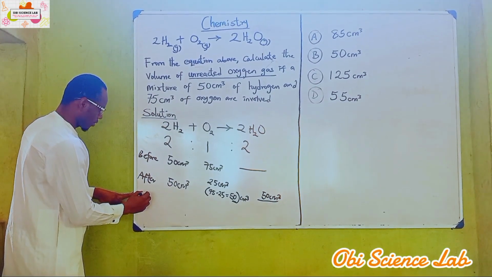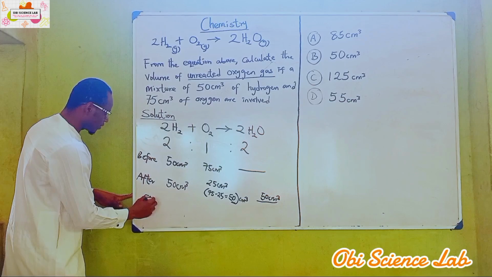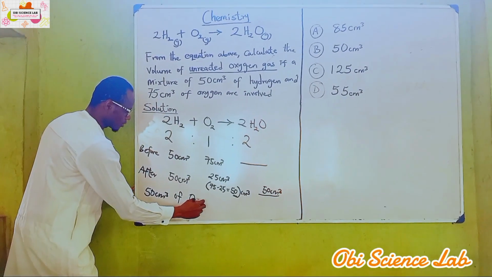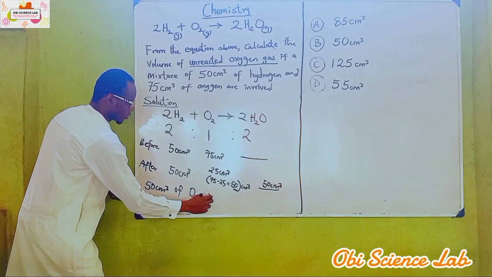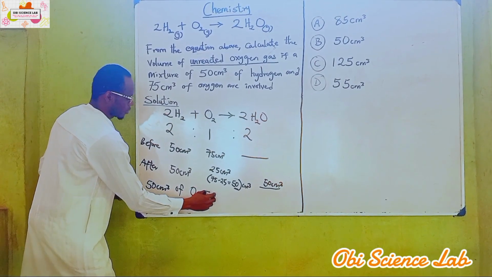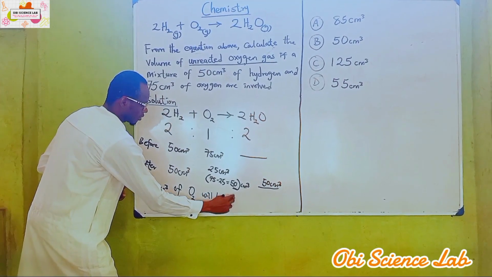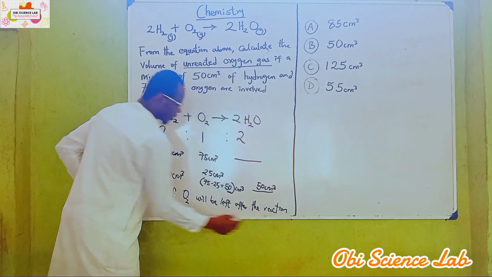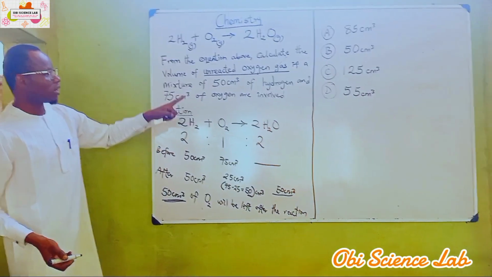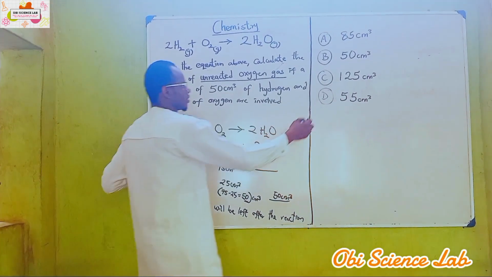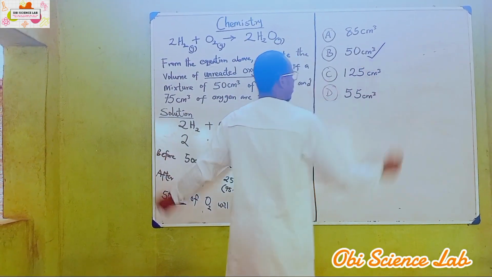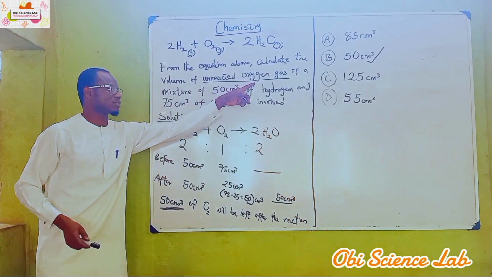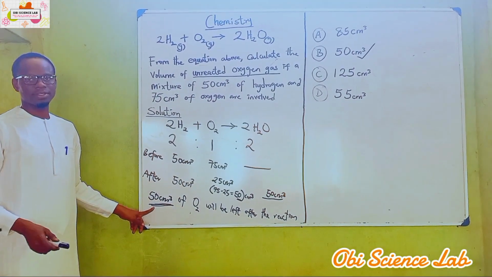Therefore, 50 cm3 of oxygen gas will be left after the reaction. From the options that we have, B is the correct answer. 50 cm3 of oxygen. The volume of unreacted oxygen gas is 50 cm3.